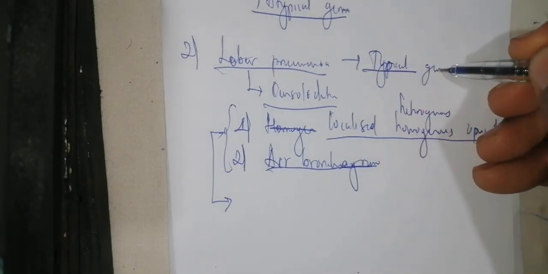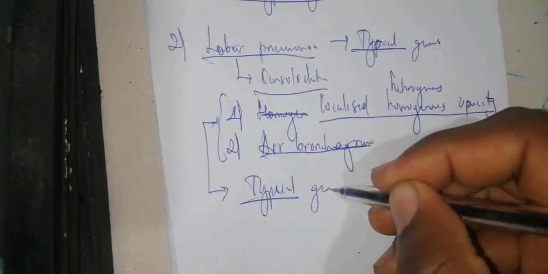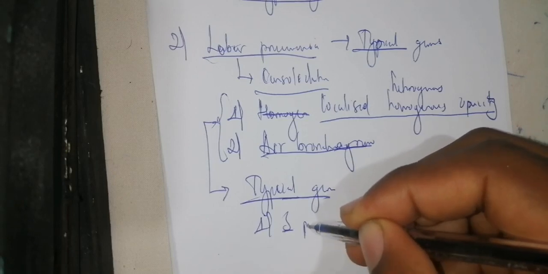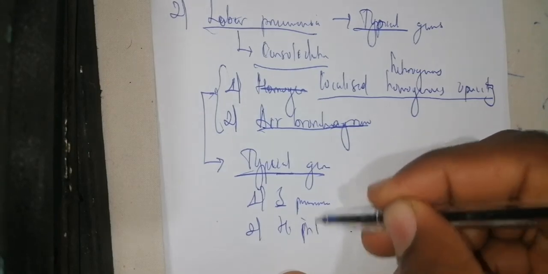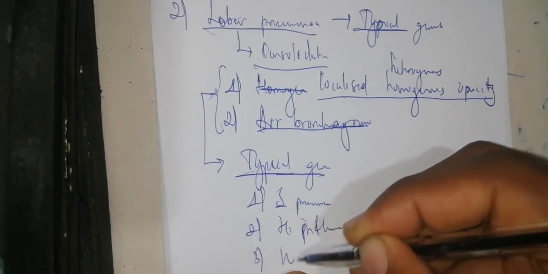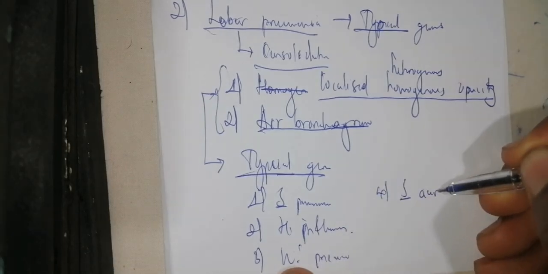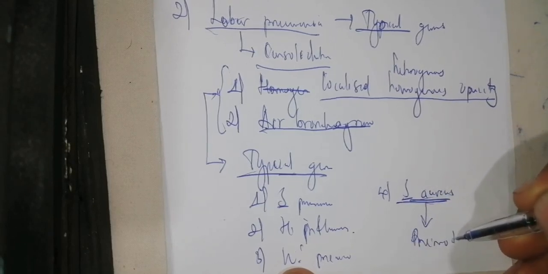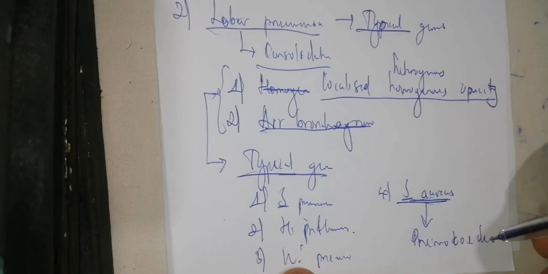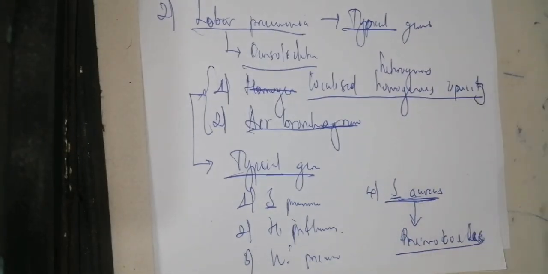So let's list the typical germs here. The typical germs are, one, Streptococcus pneumoniae. Second is Haemophilus influenzae. The third is Klebsiella pneumoniae. And the fourth is Staphylococcus aureus. Staphylococcus aureus particularly causes pneumatocele formation in the lungs, which resembles cavitations. Is it clear? So those are the different things that you have to understand.